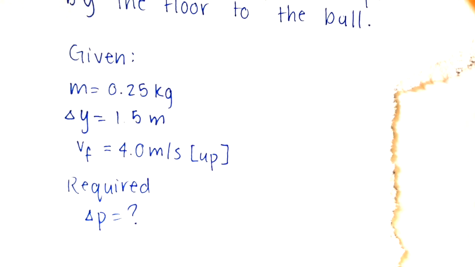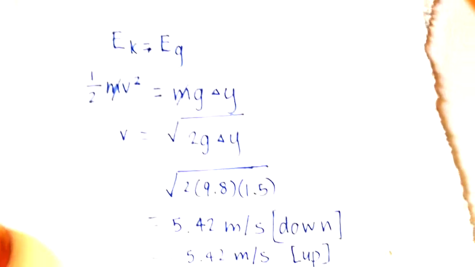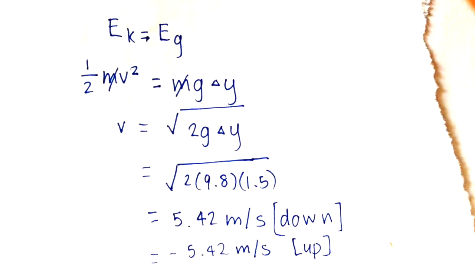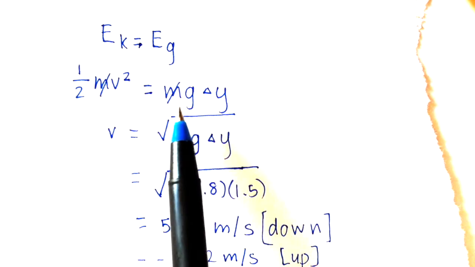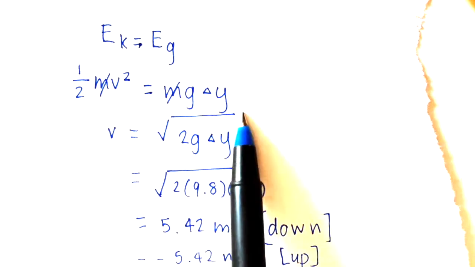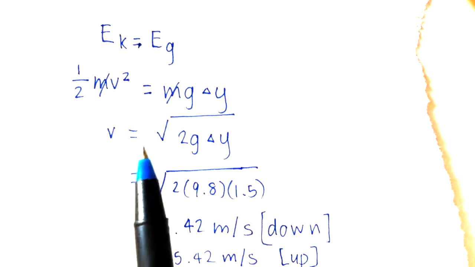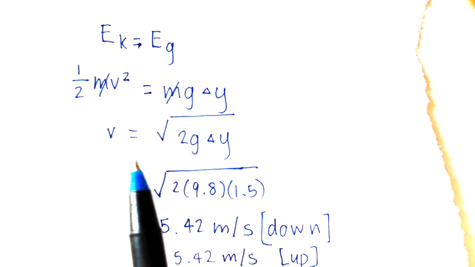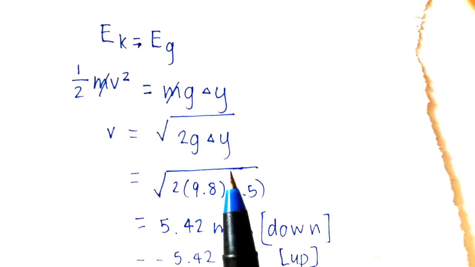impulse. So to solve this question, it helps to recognize the fact that kinetic energy is equal to the gravitational potential energy. So we know that kinetic energy is equal to half mv squared, and gravitational potential energy is equal to mg delta y. So we can cross out the mass since it is present on both sides, and then isolate for v, giving us the velocity is equal to the square root of 2g multiplied by delta y.